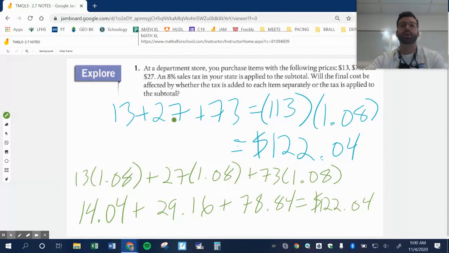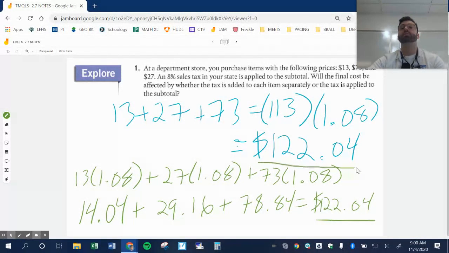So what do we do here? I got 14.04, 29.16, and 78.84, to get the exact same total. So really, what we did here, guys, I don't know if you recognize this, is we just talked about the distributive property. There were two ways we could have done this. I could have done it without the distributive property, or I could have done this problem using the distributive property, distributing that 1.08 to everything, to see if that would make a difference. And it didn't. These are the same. These are inherently going to be the same because of the distributive property, because of what it is.